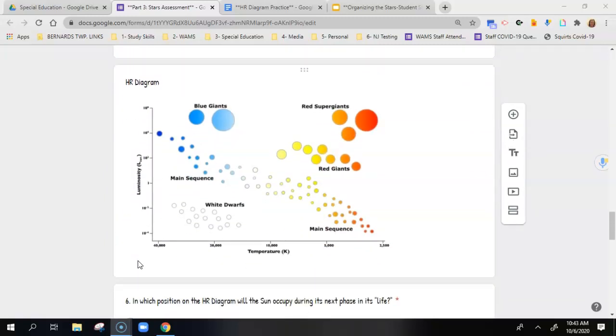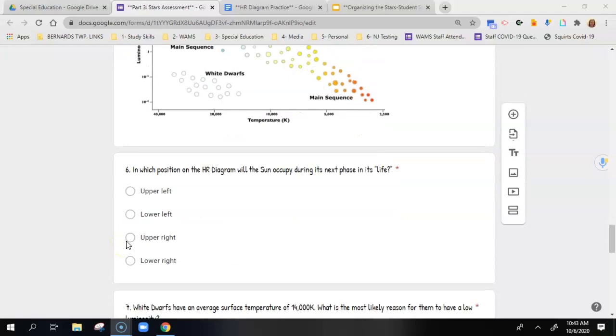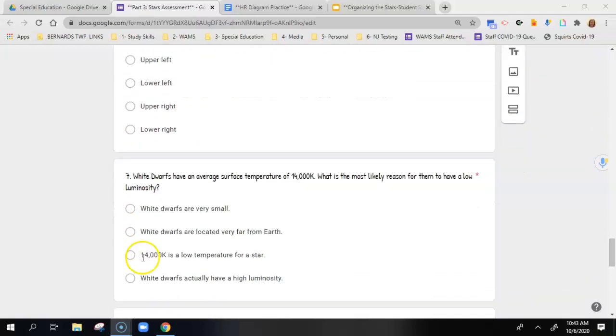Section 2. Here is a picture of your HR diagram. You're going to be using this to answer the questions below. Number 6. In what position on the HR diagram will the Sun occupy during its next phase in its life? A. Upper left, B. Lower left, C. Upper right, or D. Lower right.